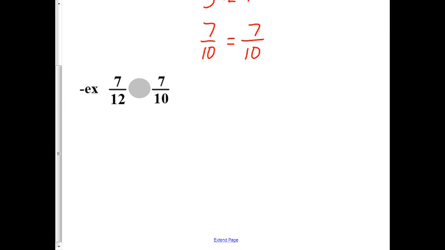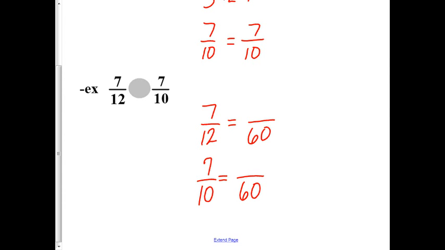So now I want to compare 7/12 and 7/10. And to do that, yes, the numerators are the same, but the denominators are different. So I can't compare and say they're equal or anything like that. I need to make them have the same denominator. I could do 12 times 10 and get 120, but I actually have a smaller one that I could use, 60. And that's just going to make my mental math a little easier maybe.